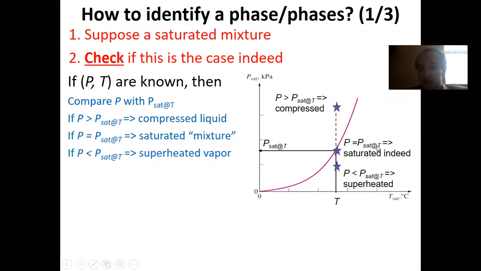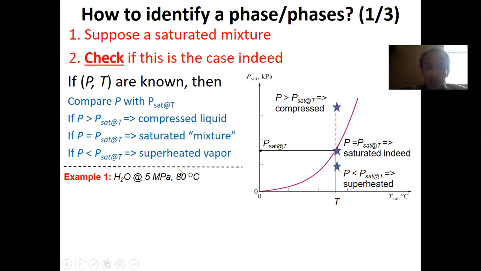Now from here, when you do this analysis, you know where to go: to the compressed table, to the saturated table, or to the superheated table. That's mostly important. Now, let's go to examples. We discussed it and let's discuss again.